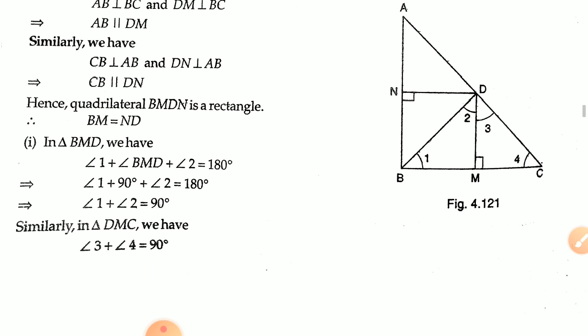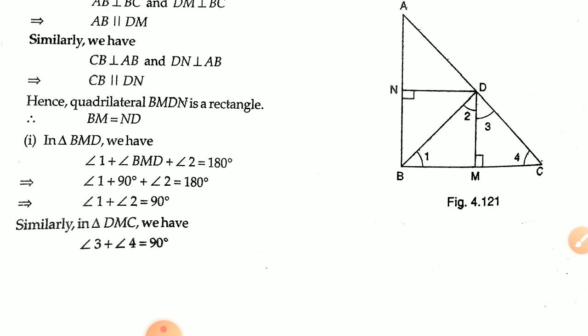Similarly, we have CB parallel to AB, perpendicular to AB. CB is perpendicular to AB. Similarly, DN is perpendicular to AB. Here also CB and DN both are perpendicular to the same line AB, and therefore CB and DN are parallel to each other.